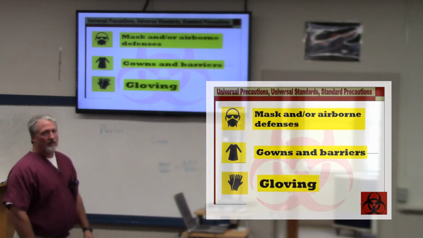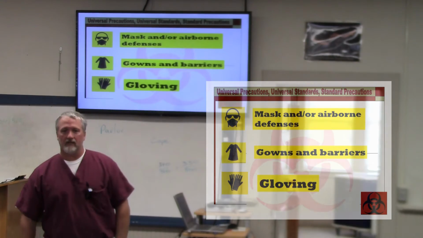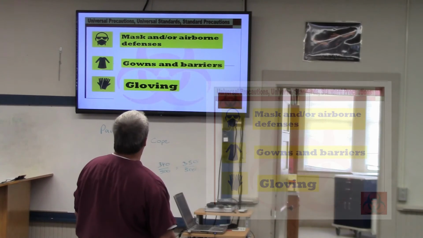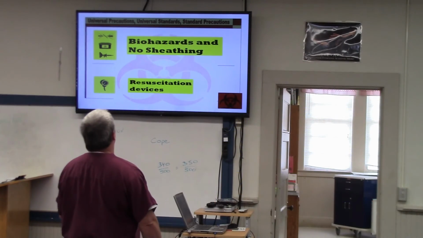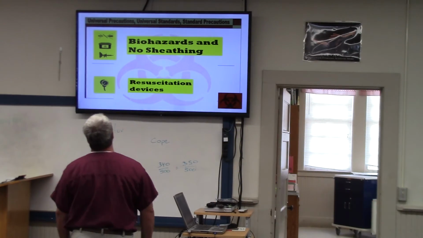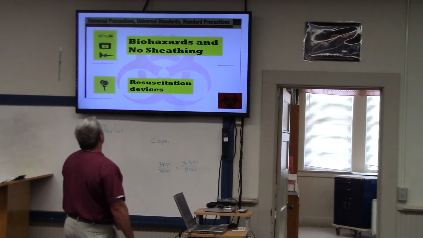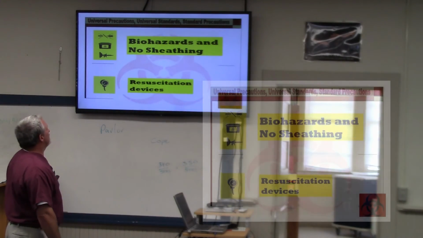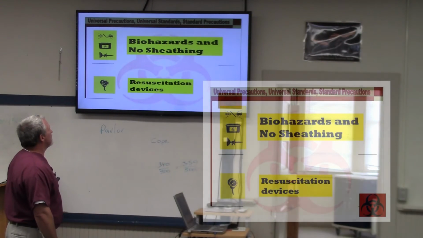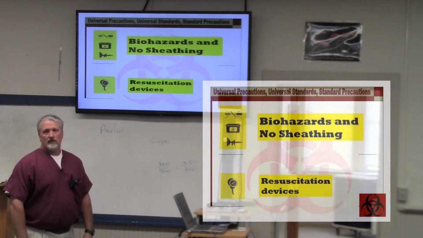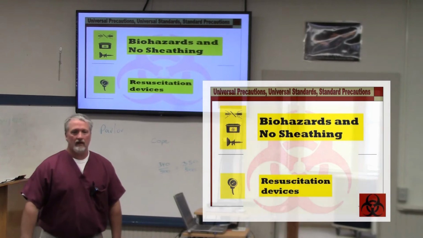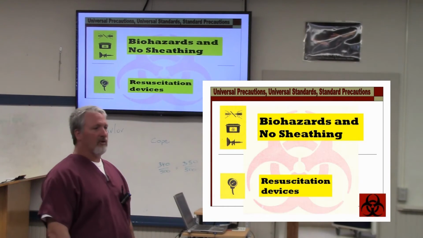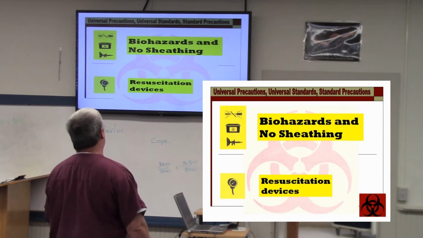Gloving precautions, make sure that they're put in place in areas where you're going to be handling a lot of the patient's products. Biohazards and no sheathing. Well, you shouldn't be sheathing in the first place. But make sure that biohazards are identified. Sharps containers are identified, especially in a high-risk room. And they even put additional controls in there.